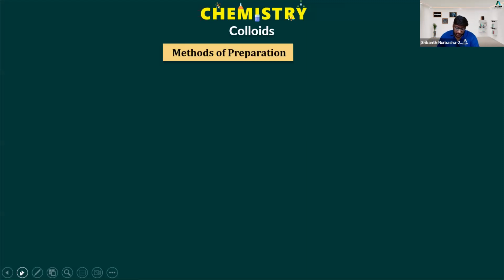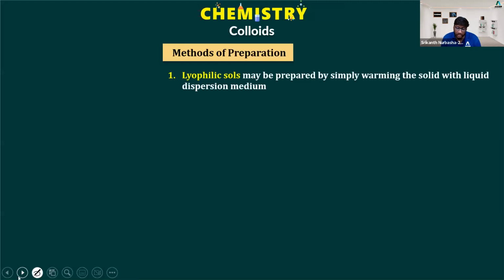Now, the next point is methods of preparation. Lyophilic sols may be prepared by simply warming the solid with a liquid dispersion medium. How can you understand this? Because there is an attraction between the dispersed phase and the dispersion medium, by simply adding the dispersion medium to the dispersed phase and shaking it well, you can prepare the lyophilic sol. But that is not applicable for lyophobic sols. To prepare lyophobic sols, special methods are there.